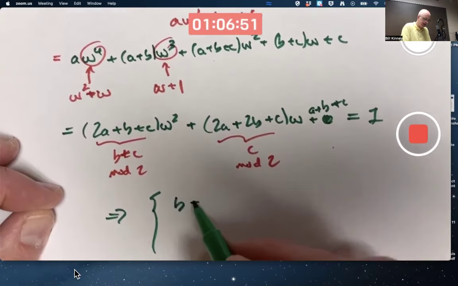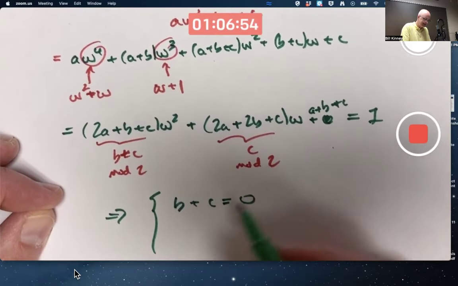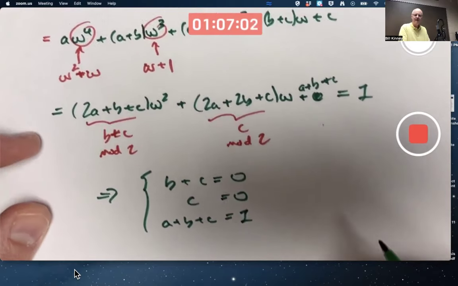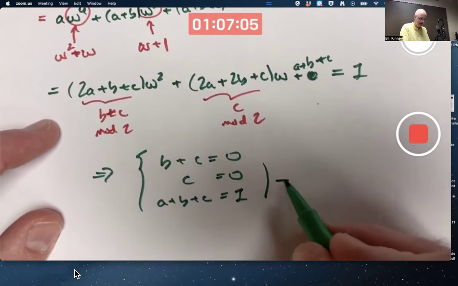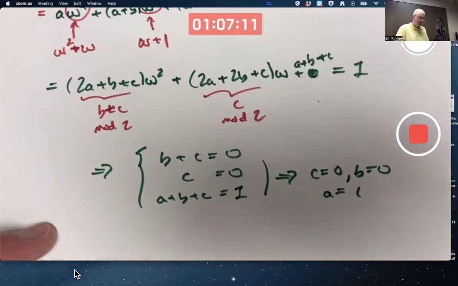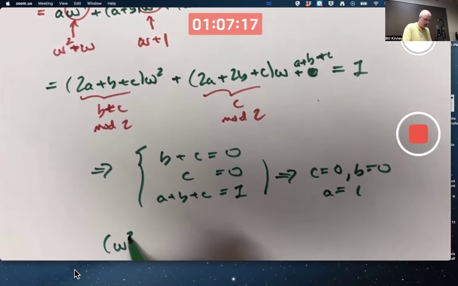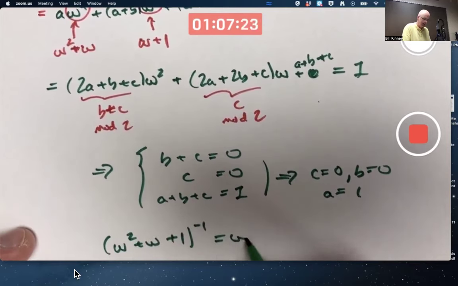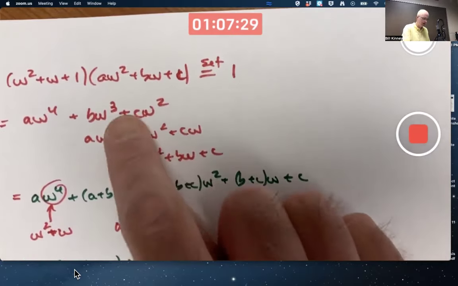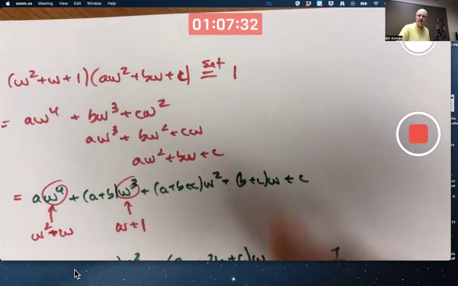So we get a system of equations. B plus c has to be 0. C has to be 0 from the middle term. And a plus b plus c has to be 1. Okay, that's pretty easy to solve. C is 0, b is 0, a is 1. You can just look at it. So it looks like, if I've not made a mistake, that the multiplicative inverse of the original element, omega squared plus omega plus 1, must be omega squared. The coefficient of omega squared is 1. The b and the c are 0, it looks like.